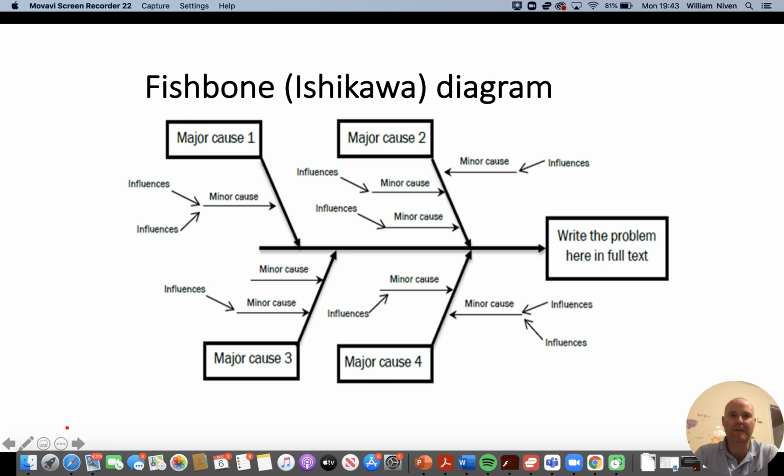Next is the Ishikawa diagram. And in this, it looks a bit like a fishbone, as it suggests. What you plan to do is write the full problem here in this box. And then coming off the spine, you've got a number of major causes. And in healthcare, those are generally going to map to staff, to something around equipment, something around process, and something about the environment.